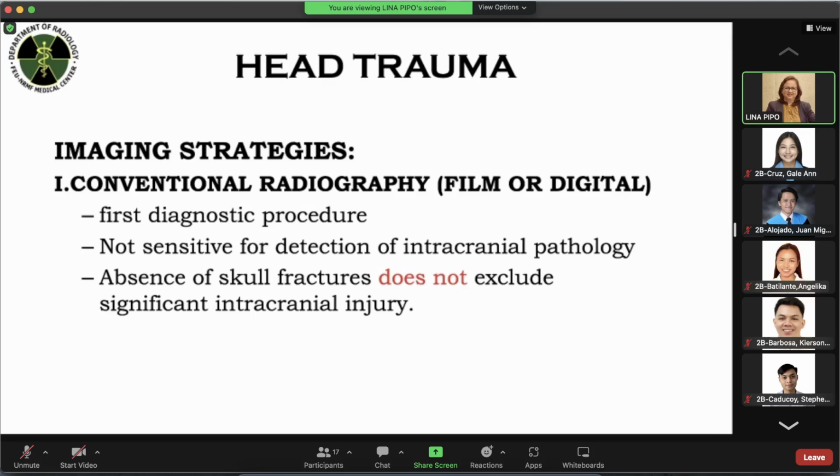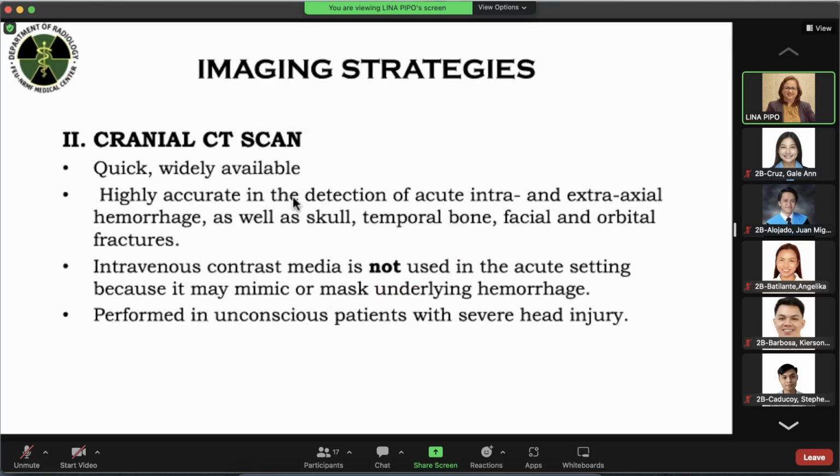If you have high suspicion of intracranial hemorrhage, you request a CT scan. CT scan is quickly and widely available. It is highly accurate in the detection of acute intra- and extra-axial hemorrhage, as well as skull, temporal bone, facial, and orbital fractures. These fractures you will detect on CT scan. Intravenous contrast media is not used in the acute setting because it may mimic or mask underlying hemorrhage. So in our table, in cases of acute, plain CT scan only. We don't need contrast. It is performed in unconscious patients with severe head injury.